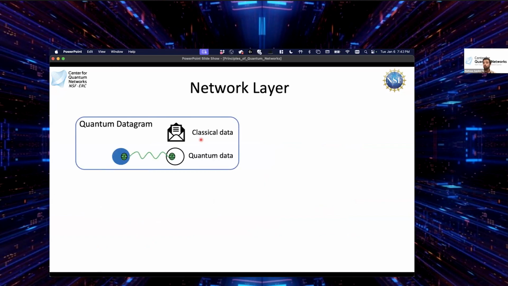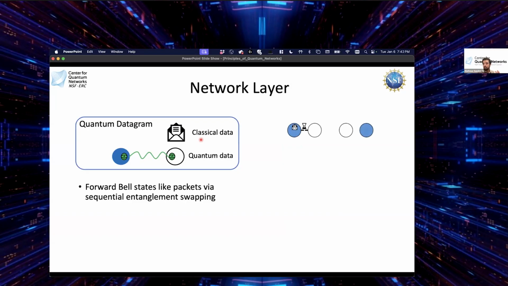And in the network layer, we're going to define the quantum datagram. That is similar to the classical datagram idea, but it will contain both classical data and quantum data. And what it will allow us to do is to forward Bell states like we forward packets in the classical internet utilizing sequential entanglement swapping.